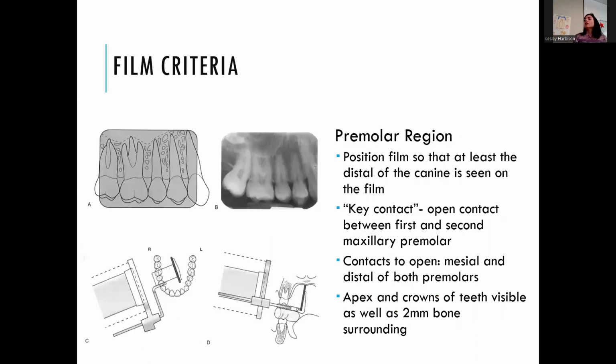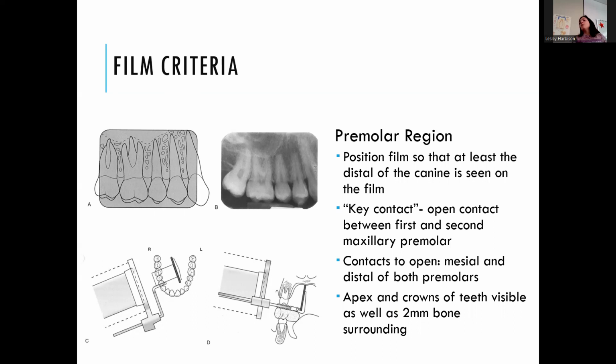For the premolars, position the film so that at least the distal of the canine is seen on the film. We want to see the enamel and into the dentin. If you're just into the enamel and you wonder, is that far enough? No, you want to see into the dentin. The key contact is between the first and the second maxillary molar. So that's going to be your key contact.